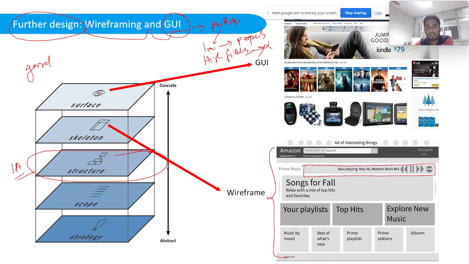Okay. So this particular rectangular box will accommodate some video. Similarly, you will have some sort of playlist here. Okay. So I think this is a wireframe for Amazon Music, and you will have albums, prime stations, prime analysis, etc.